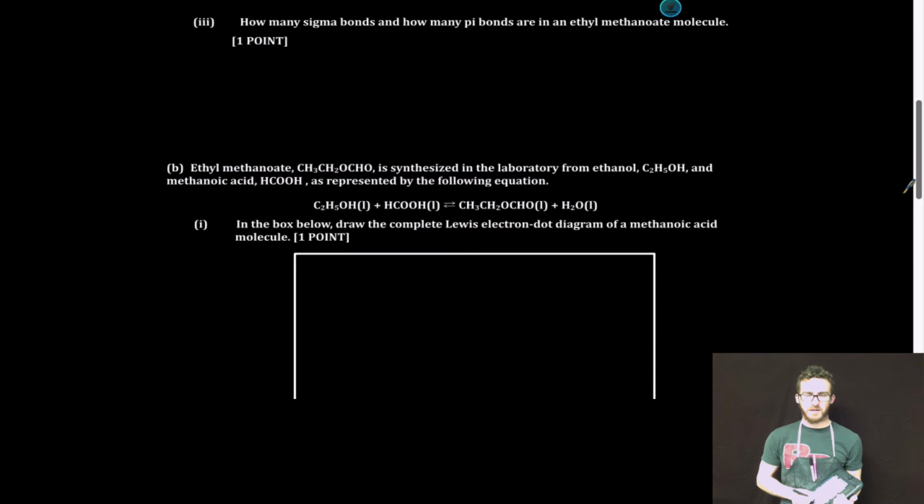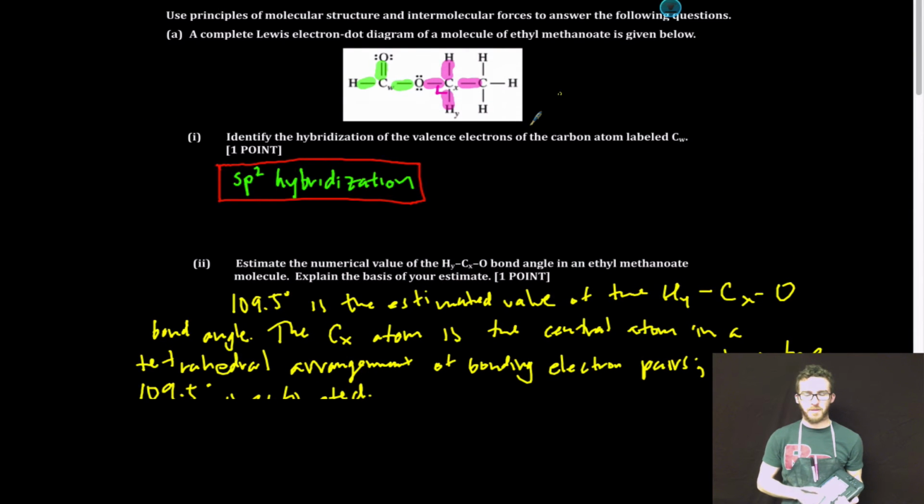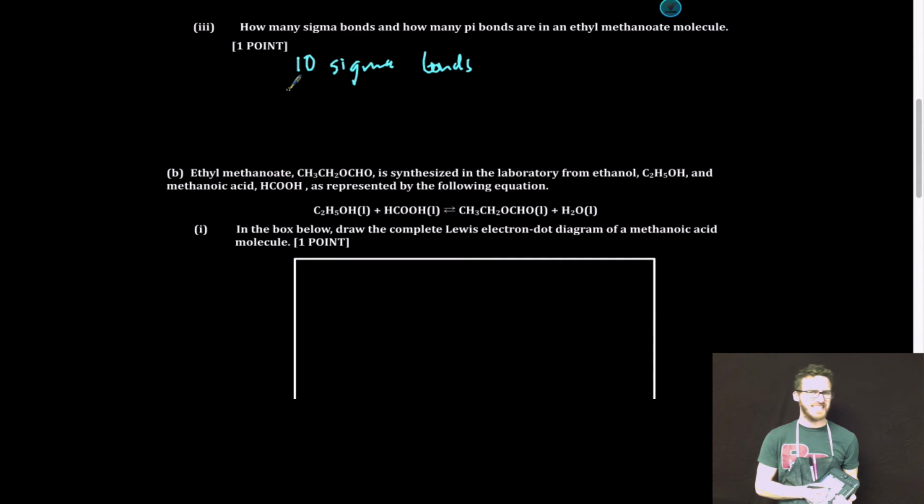Moving right along. Subpart III. How many sigma bonds and how many pi bonds are in an ethyl methanoate molecule? Such a great question. Let's come back up here and take a look at our structure. Recall that single bonds are each sigma bonds. So I've got 9 sigma bonds right there in all those single bonds. In a double bond, one of those is a sigma bond, one of those is a pi bond. So in total, 10 sigma bonds, 1 pi bond.